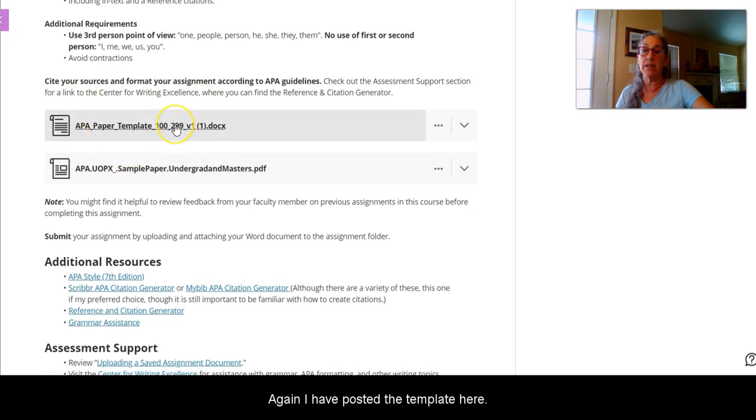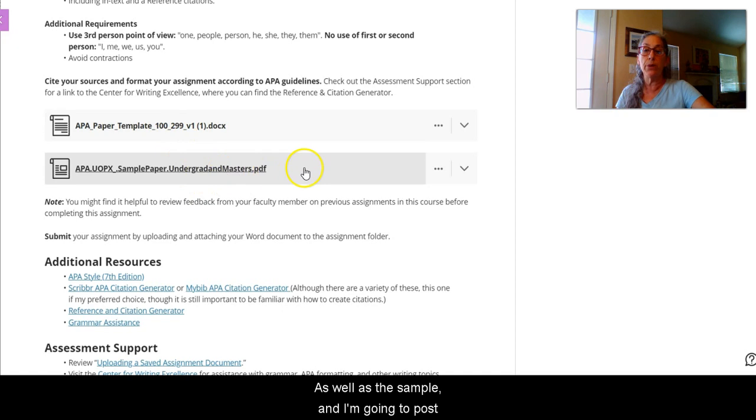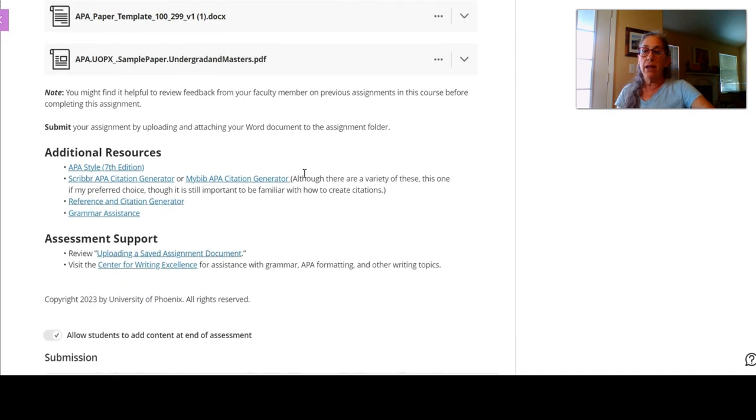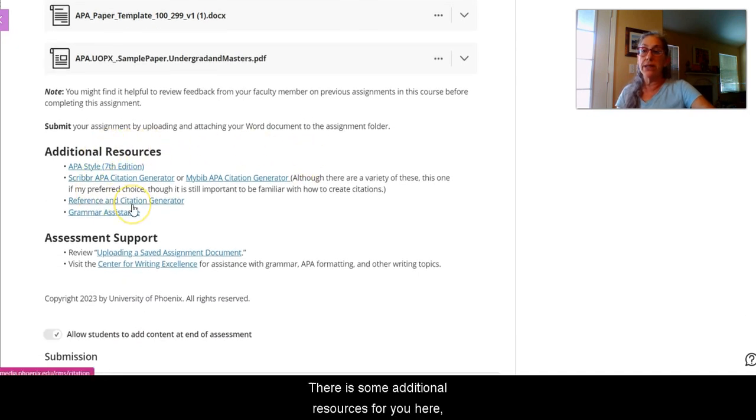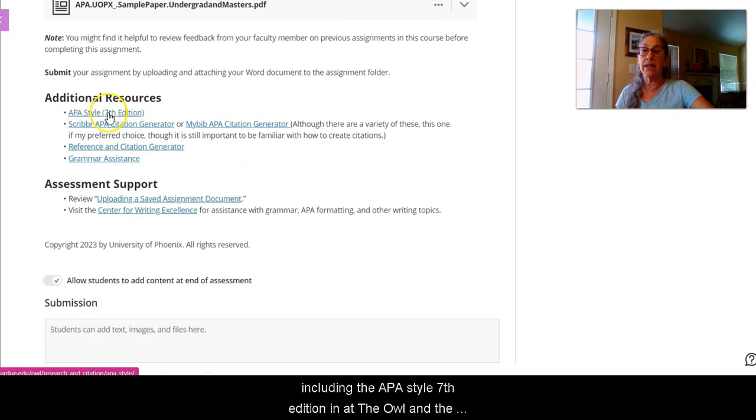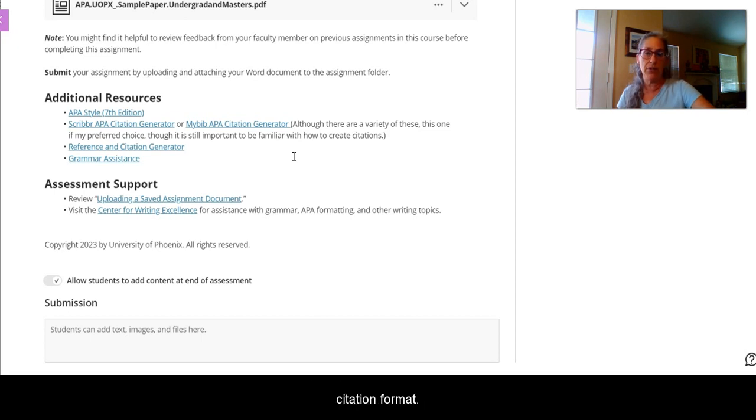Again, I've posted the template here as well as the sample, and I'm going to post some argument sample papers for you as well. There are some additional resources for you here, including the APA Style 7th edition and the OWL and the Scribbr citation generator. And I've already posted, like last week, more information on APA formatting and citation formatting.